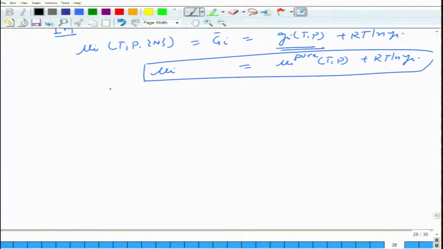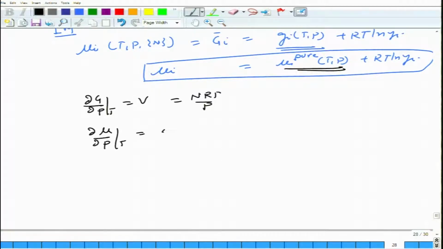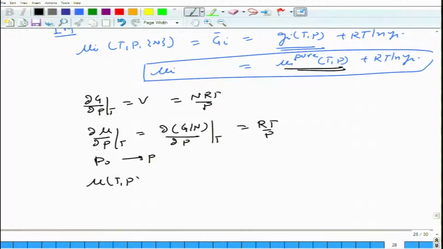Now, we can try to get this expression with respect to some reference pressure. I can make use of del G by del P at T, which is nothing but V by definition. For an ideal gas, this is nRT by P. Similarly, I can also write del mu by del P at T, which is nothing but RT by P. If I integrate this expression from P0 to P, I get mu at T, P as mu at T, P0 plus RT ln P by P0.